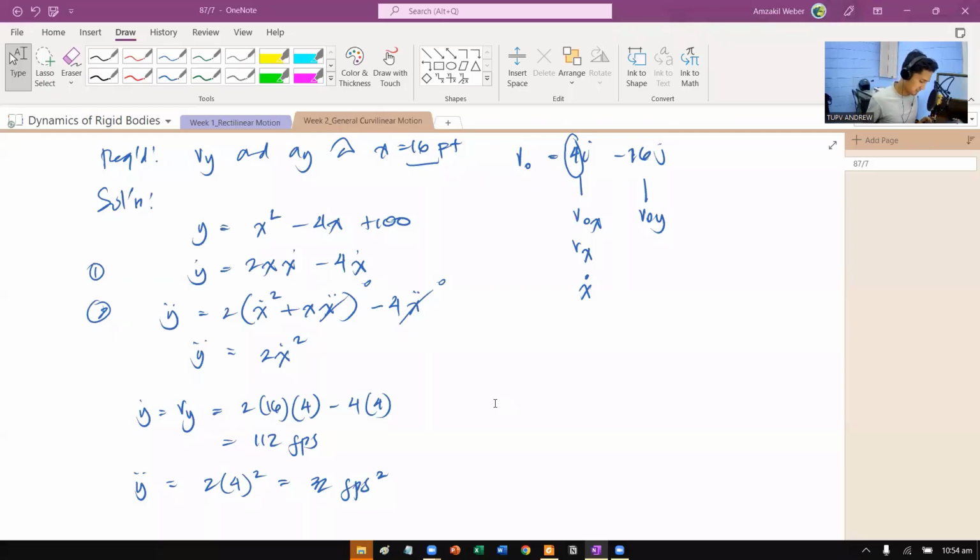Okay, so we now have the magnitude for velocity and acceleration along y, but we need to get the direction. How do we know if it is up or down?